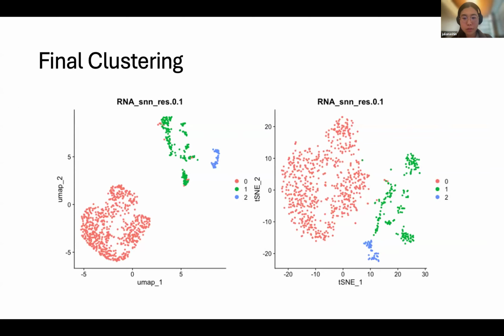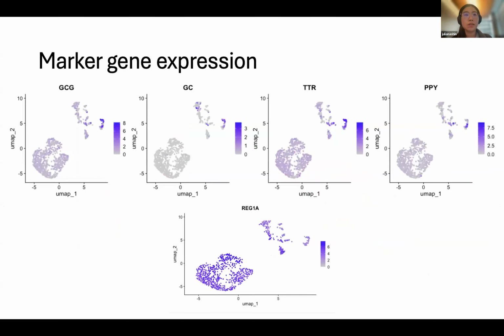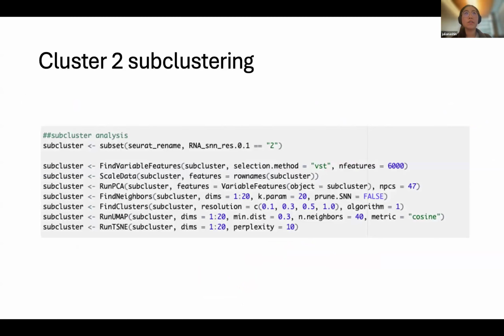And then from there, I just looked for the marker gene expression of the genes that I mentioned before. Interestingly, I found that the alpha and PP marker gene expression seemed to be concentrated in this small cluster, which was cluster 2 right here. And then all the other clusters, 0 and 1, showed high expression of this REG1A gene. That's a marker for an acinar cell type. So I was thinking that perhaps this one cluster featured both cell types. So I decided to go with subclustering analysis.